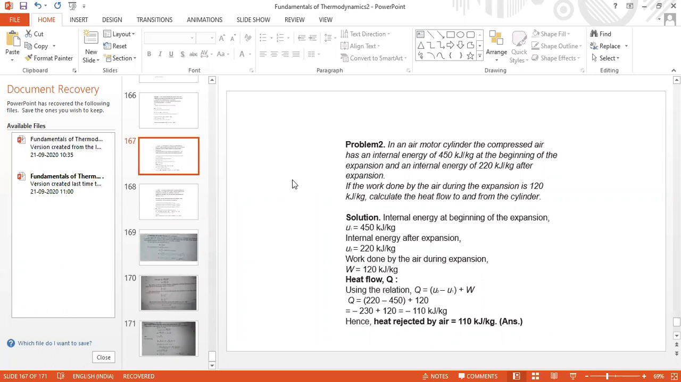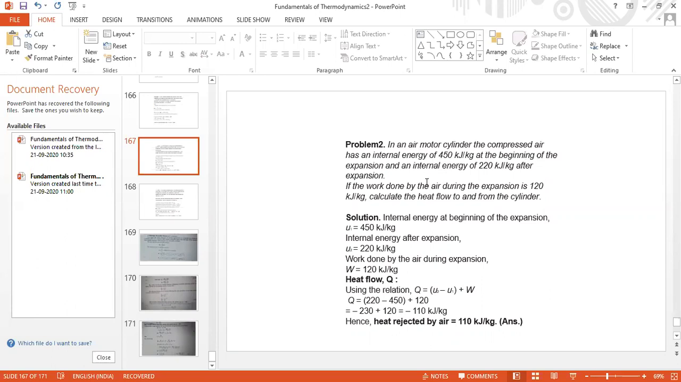Whether it is expansion or compression, you need not worry. You need not understand that at this stage. You just observe our property. In the equation, Q equal to U2 minus U1 plus W, or Q equal to du plus W, you write U2 minus U1 plus W, better for this particular problem, because initial internal energy U1 is given and final internal energy U2 is given. And the remaining terminology here, air motor, cylinder, compressed air, all these are redundant terms.